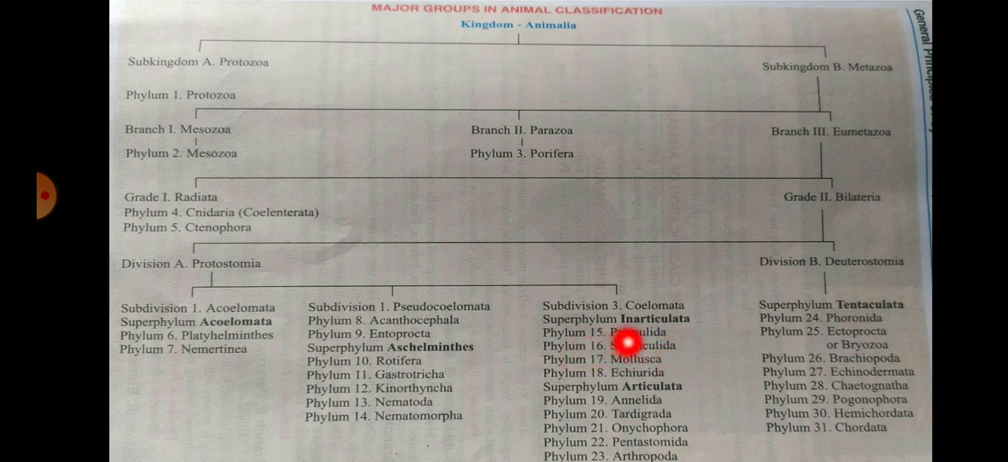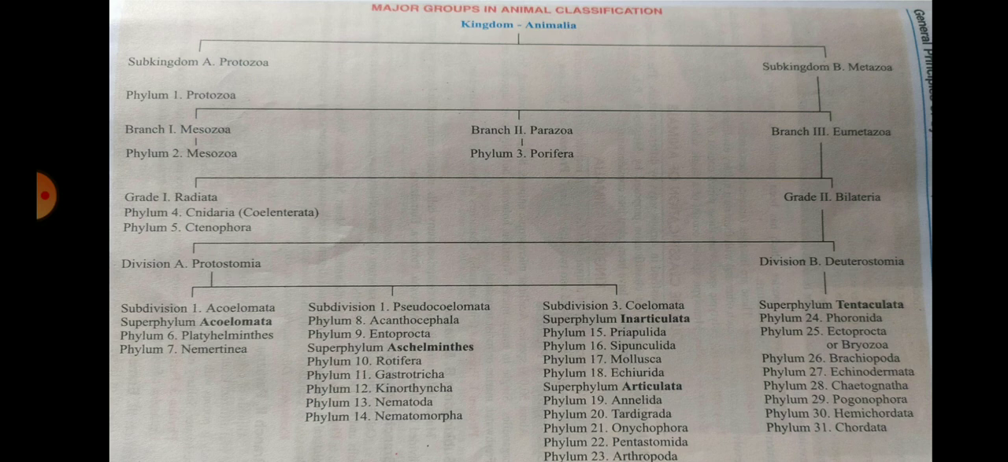Subdivision third, Coelomata, consists of two superphyla: superphylum Inarticulata and superphylum Articulata. Superphylum Inarticulata consists of the phyla Priapulida, Sipunculida, Mollusca, and Echiuroida. The second one, superphylum Articulata, includes other phyla such as Annelida, Tardigrada, Onychophora, Pentastomida, and Arthropoda, which belong to the subdivision Coelomata.